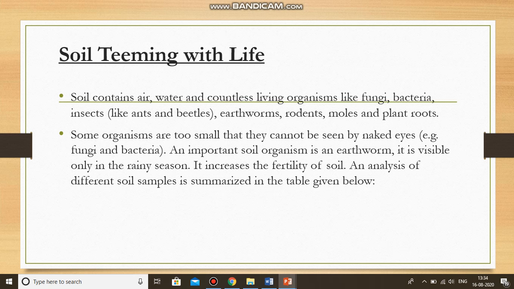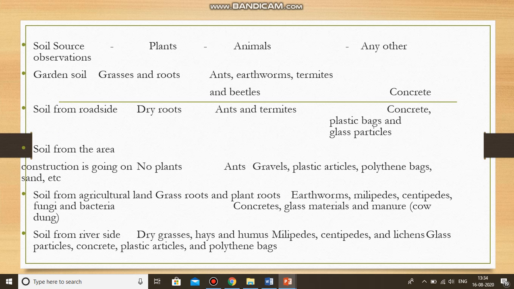An analysis of different soil types is summarized in the table given below. You can see the soil source, observations, the plants and animals, and what other materials are present. For example, in garden soil, grasses and roots are present. Animals like ants, earthworms, termites and beetles were present, and other materials like concrete pieces are present.